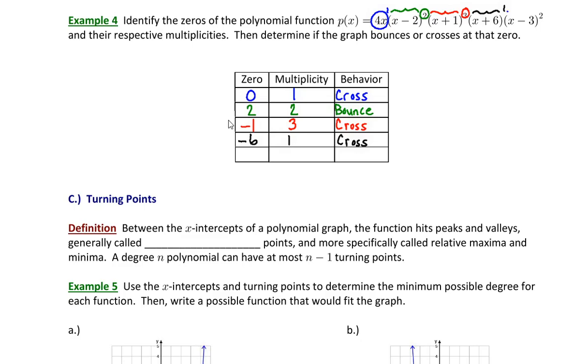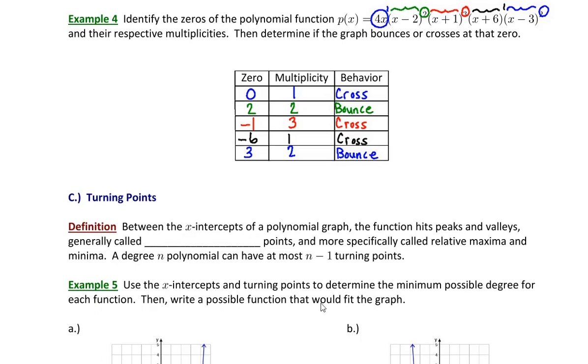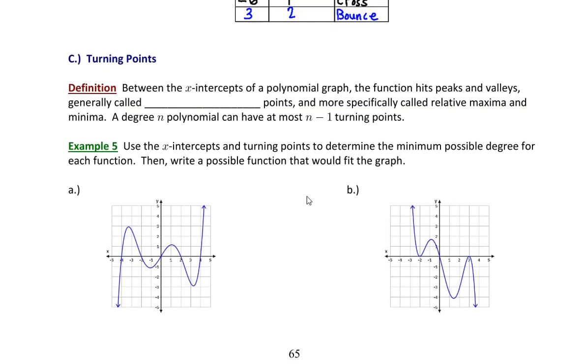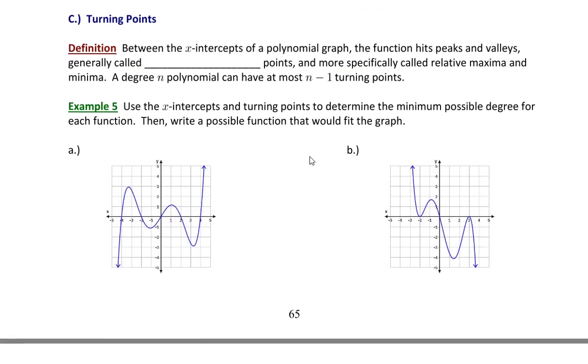And then finally, our last factor has a 0 of 3. The exponent gives me its multiplicity. And remember, even multiplicity tells us that the graph is going to bounce or be tangent to the x-axis at x equals 3. So now we can not only locate the zeros and x-intercepts, but we can also predict the specific behavior of the graph at each one of those zeros.